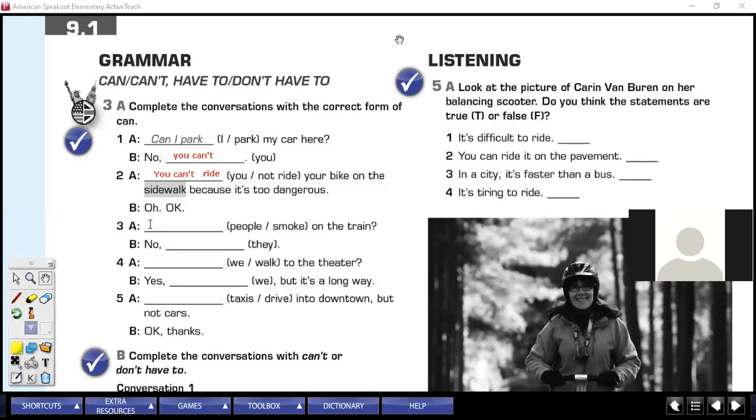Roya, number 3. They have to. It's a question. So how do you start a question? Can. Can es can, pero no es I, porque tu subject in this part of the sentence is people.